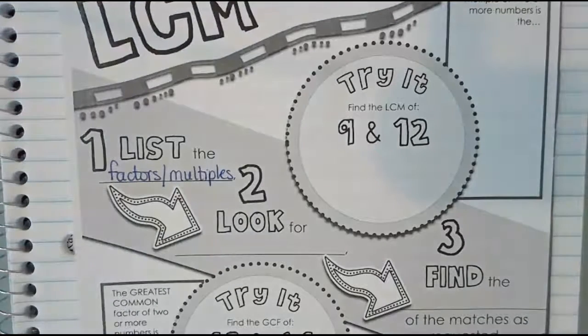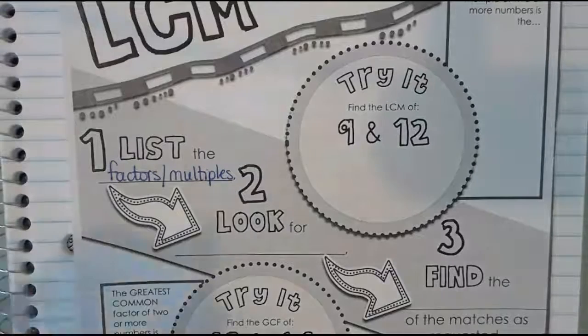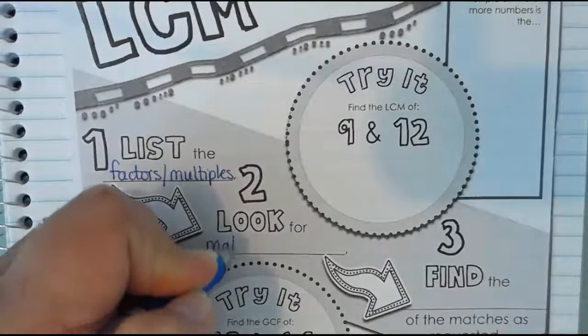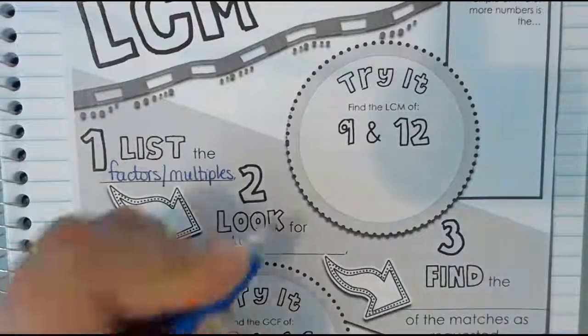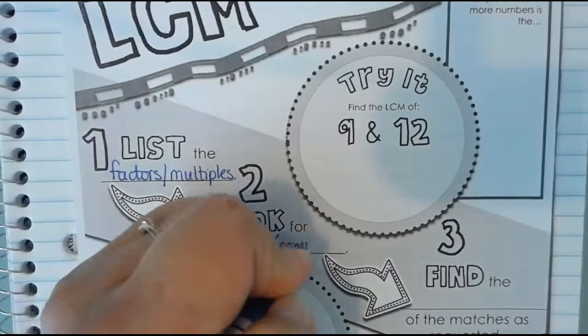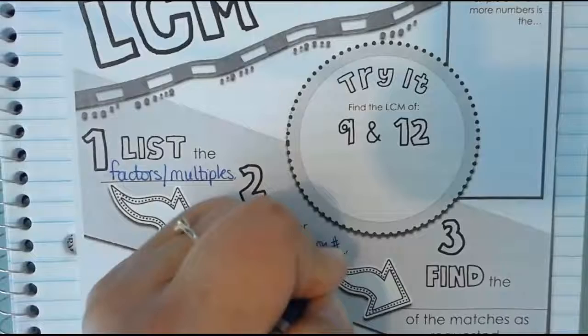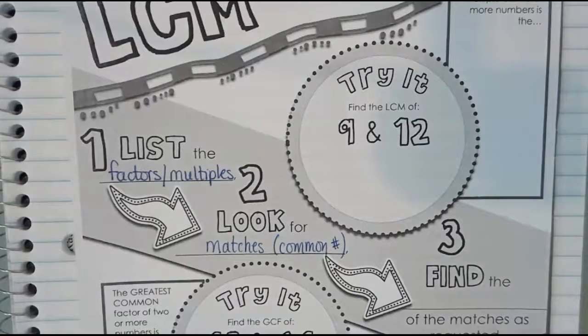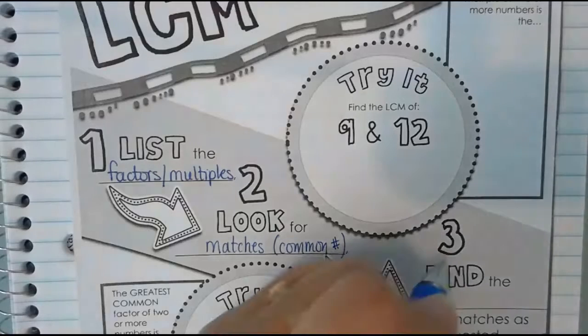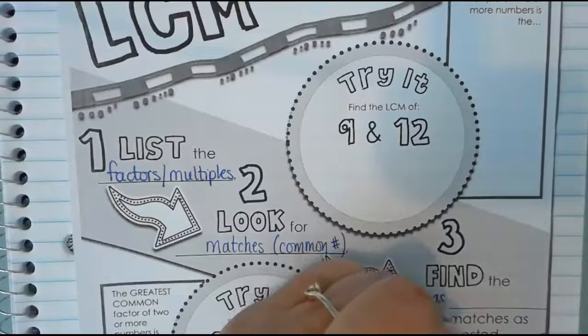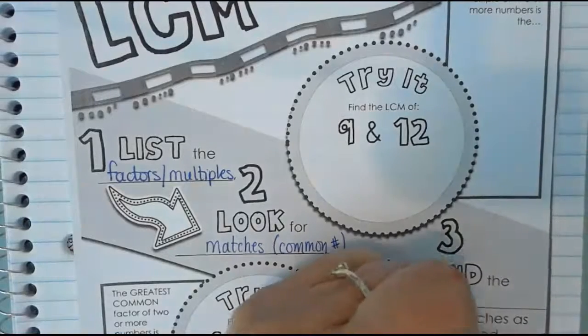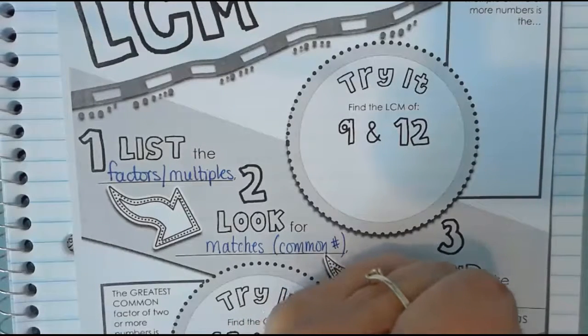Anytime you need to copy this down and the video is moving too fast, just stop and pause. It works just fine. Number 2, we're going to look for matches. Now, if you're like, what does that mean? It just means a common number that they share, common number. And guess what we find by listing factors and multiples and looking for matches? We find, you guessed it, the least common multiple or the greatest common factor.